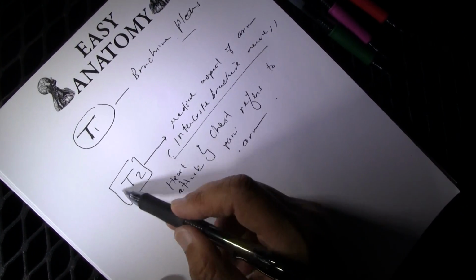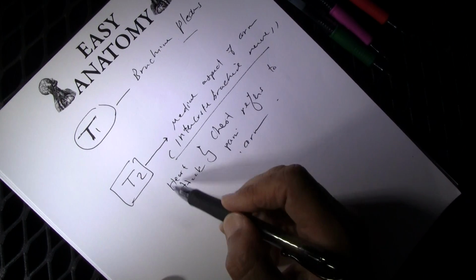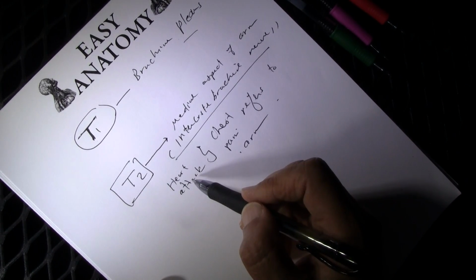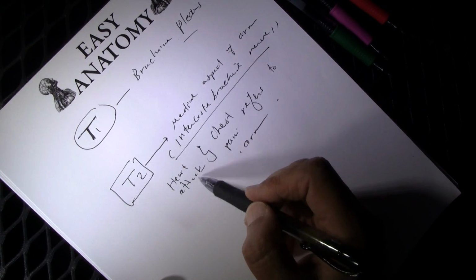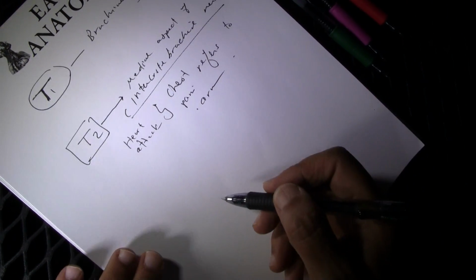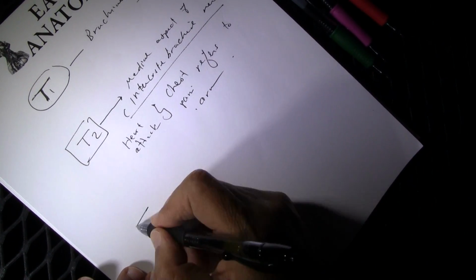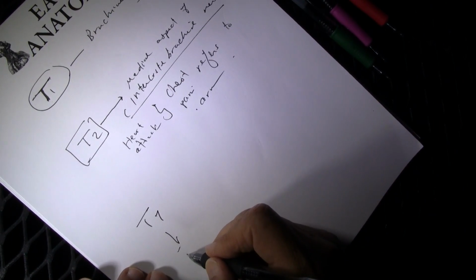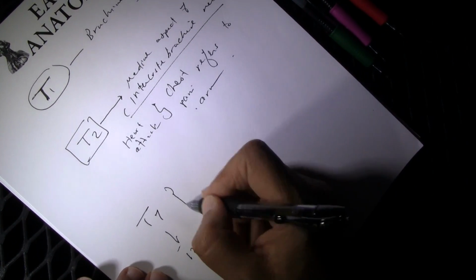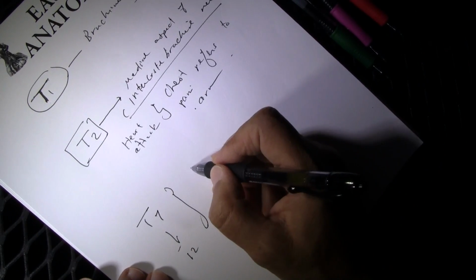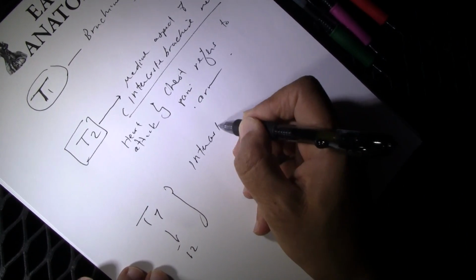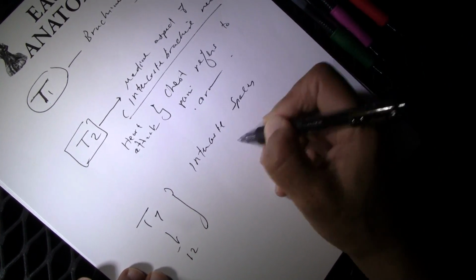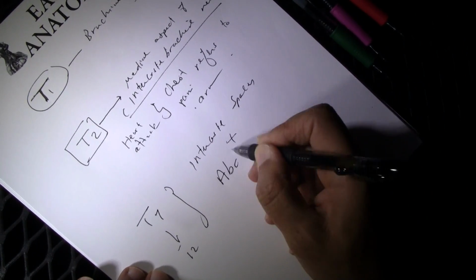This one supplies chest wall and also medial aspect of the arm. That's why, again, ischemic heart disease or heart attack, usually the pain is not limited to the chest wall but also refers to the medial aspect of the arm. T7 down to T12, those are nerves supplying both intercostal spaces plus abdominal wall.